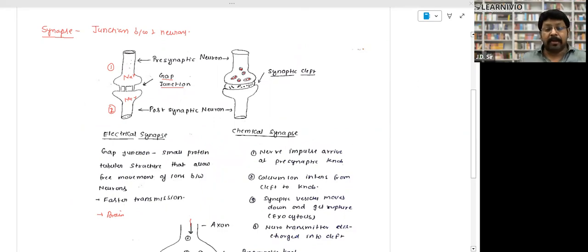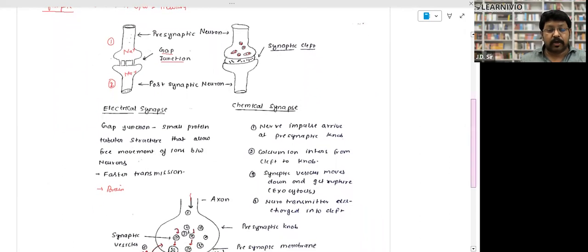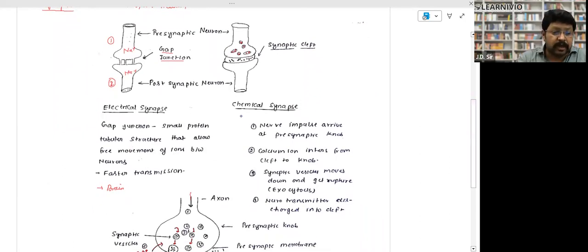But normally, normal neurons forward the information in the form of chemicals only. So in a chemical synapse, the neurons are not in direct touch with each other. Between two neurons, at the synapse, there is a chemical junction where transfer takes place through a chemical.